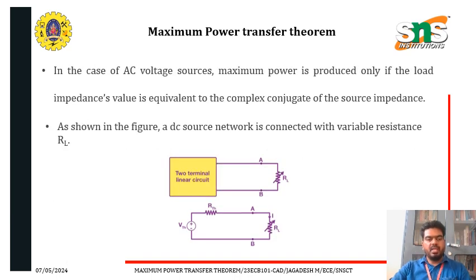In the case of an AC voltage source, maximum power is produced only if the load impedance value is equal to the complex conjugate of the source impedance. As shown in the figure, a DC source network is connected with a variable resistance RL. When RTH is equal to RL, we can have maximum power transfer from source to load.